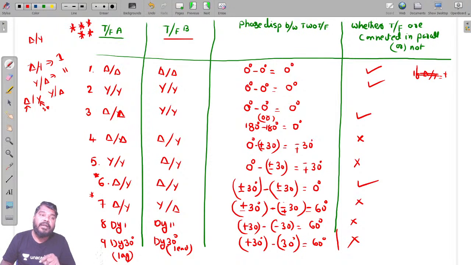When interchanging, if delta star is plus 30 degrees, the star delta will become minus 30 degrees. Suppose the terminals are given in the diagram, there is a possibility.